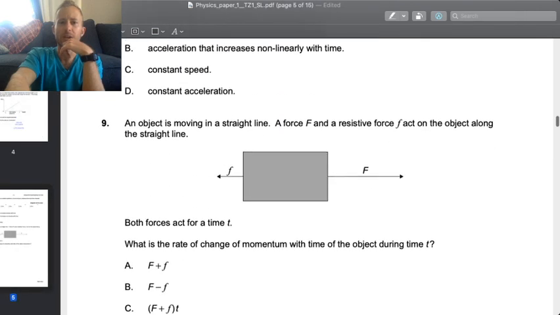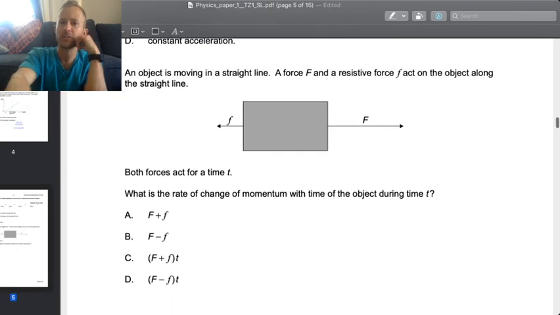All right, going to number 9. An object is moving in a straight line. A force F and a resistive force f act on the object along a straight line. Both forces act for a time t. What is the rate of change of momentum with time of the object during time t?